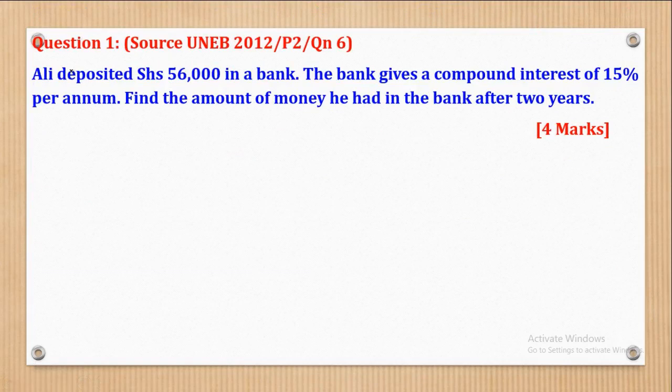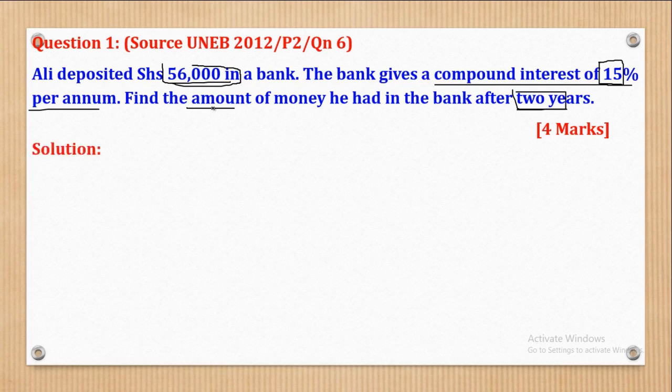Question 1 says Ali deposited shillings 56,000 in a bank. The bank gives a compound interest of 15% per annum. Find the amount of money he had in the bank after 2 years. In this case, 2 years is our N, which is 2, 15 is our R, and 56,000 is P. They want the amount, so we shall quote the formula, substitute and simplify. The formula is that A is equal to P in brackets 100 plus R over 100, everything raised to power N.